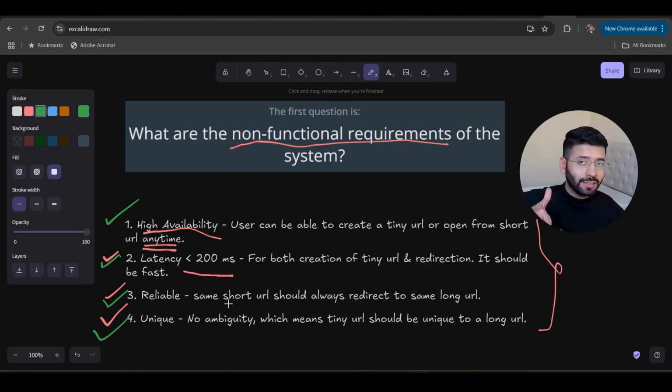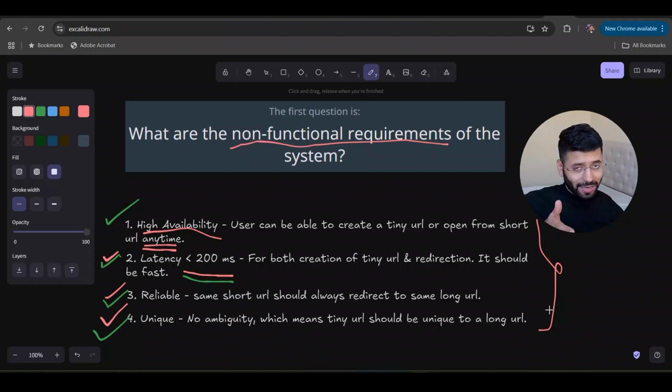And another good thing in this was that I mentioned the numbers here. So for example, when I talked about the latency, I also mentioned it should be within 200 milliseconds. So this was feedback that I received in my last mock interview, and I learned from it and improved on it this time. So this is the benefit of mock interviews. You can learn from it and perform well in the actual interviews.